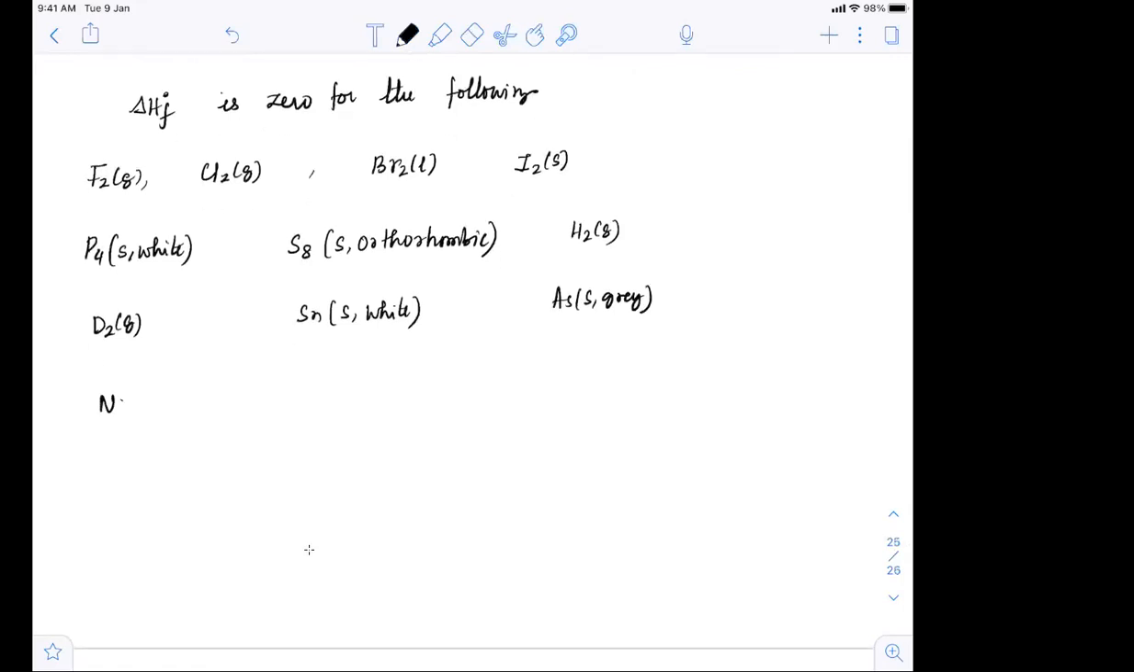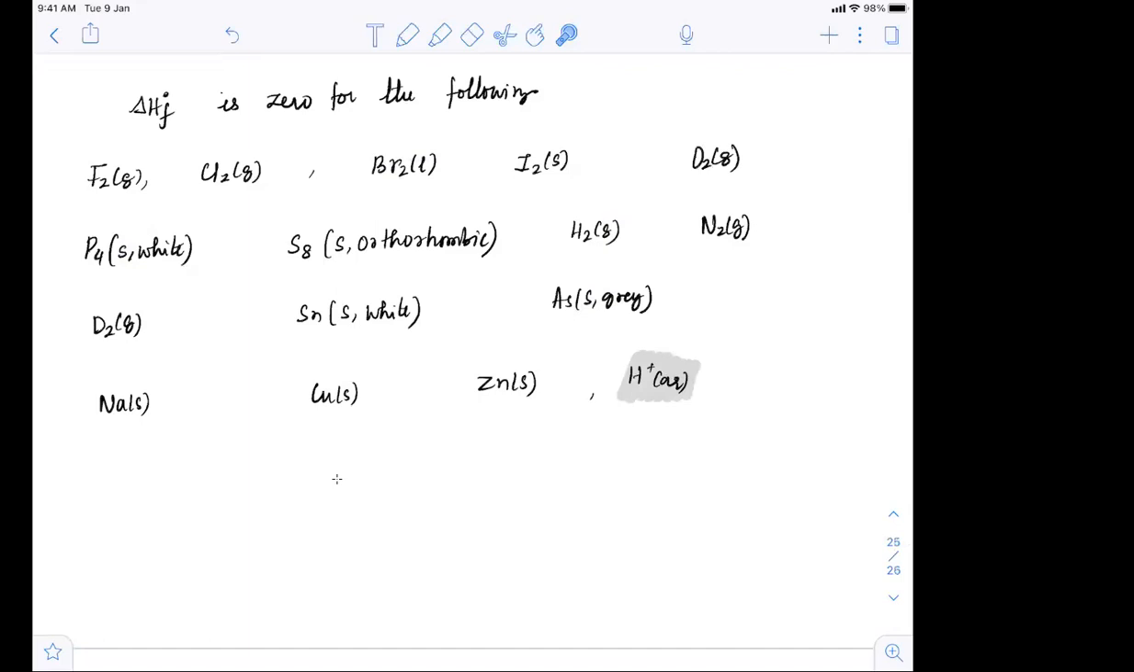Metals in all their standard states are 0, Cu solid, zinc solid. And H plus aqueous is 0. This is very important. The only ion which has been assigned the formation as 0 is the H plus aqueous ion. Rest all, you know, oxygen gas O2, nitrogen also in gaseous form. So for any of these standard elements, their delta H formation would be 0.